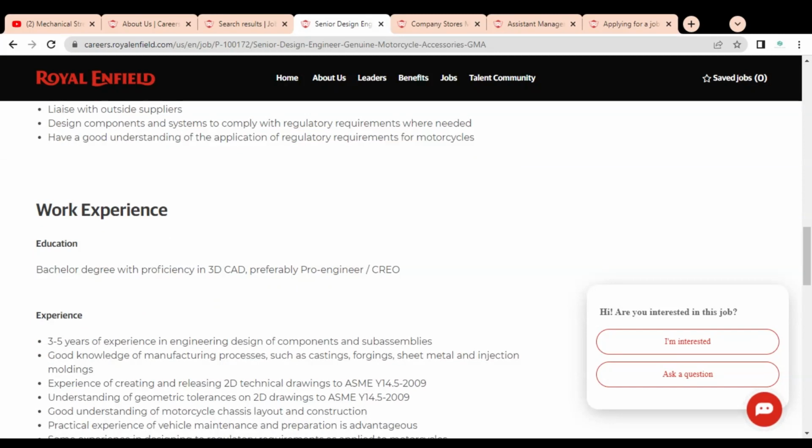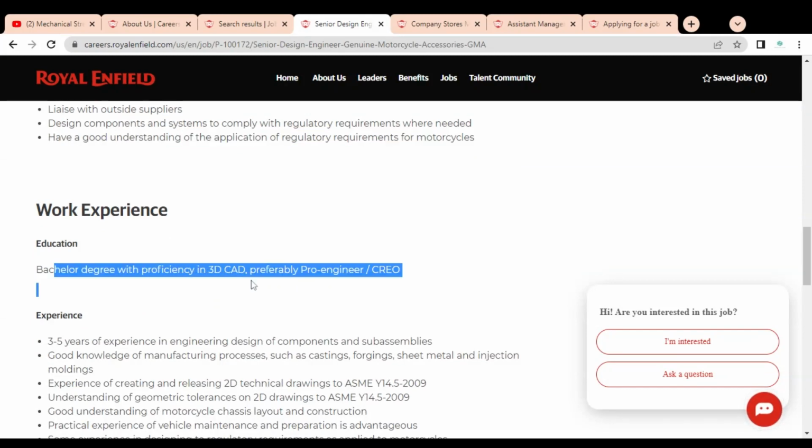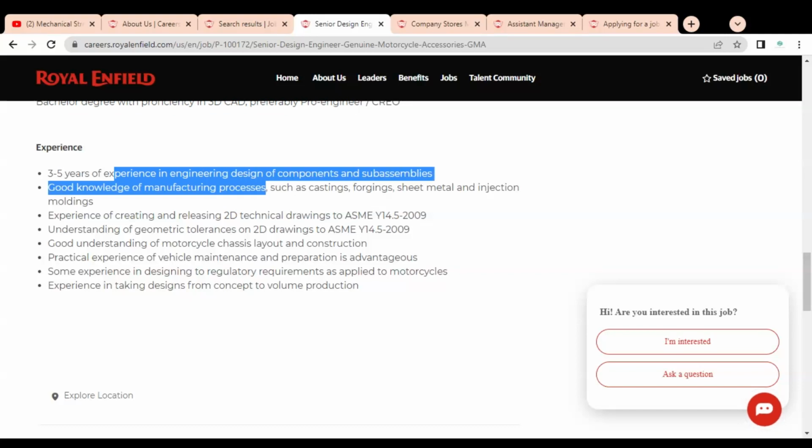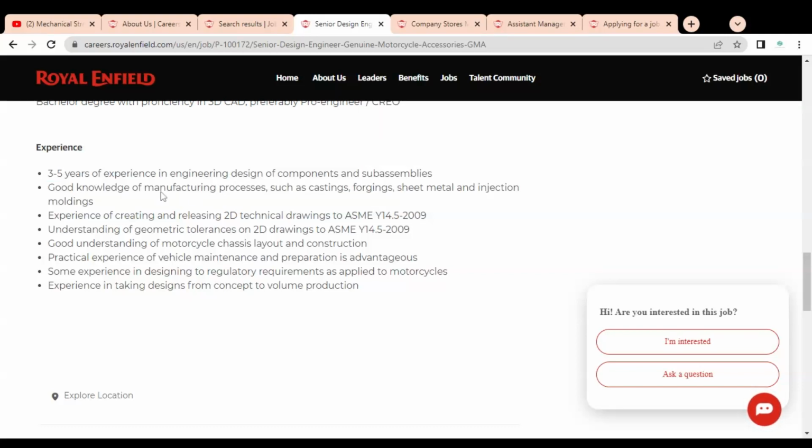So you can see a bachelor degree with proficiency in 3D CAD, preferably Pro Engineer or Creo, is required. And here you can see 3 to 5 years of experience in the engineering design of components and sub assemblies is required, and you should have good knowledge of manufacturing processes such as casting and forging, experience of creating and releasing 2D technical drawings, then a good understanding of motorcycle chassis layout, construction and many more points are given.